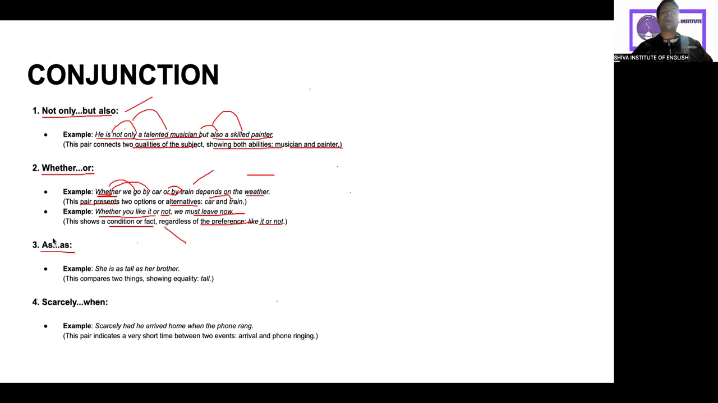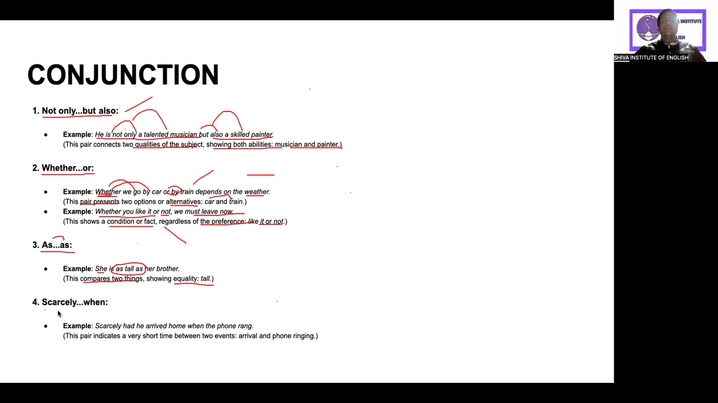When we talk about as and as, again it is a pair. We can say as much as, as good as, as beautiful as. So here you would find, she is as tall as her brother. So what does it do? It compares two things, right? It shows equality. As and as is nothing but indicating equality.